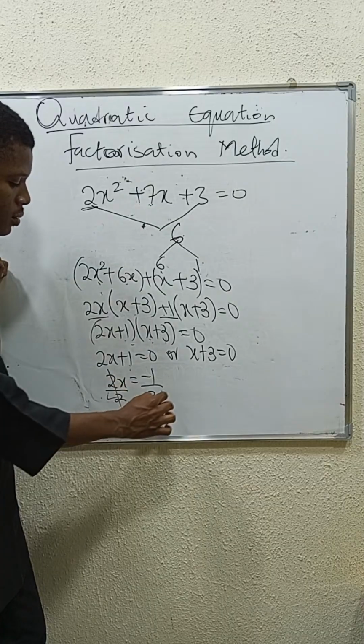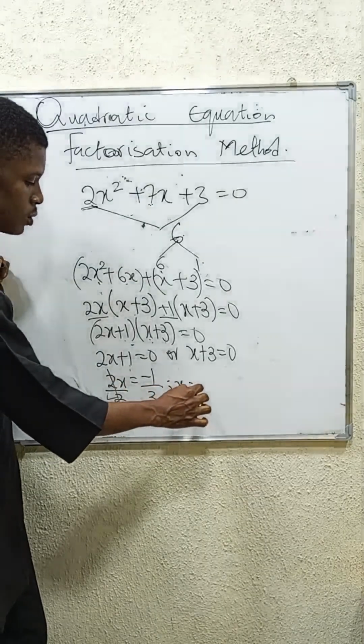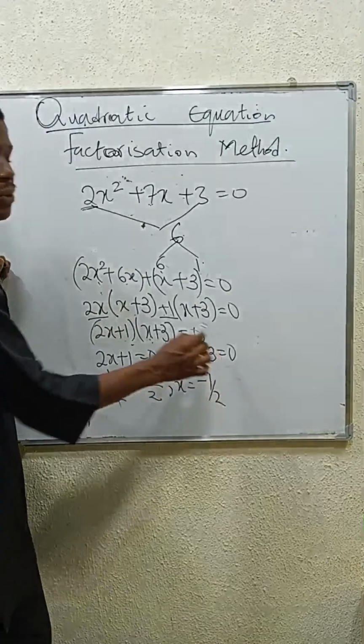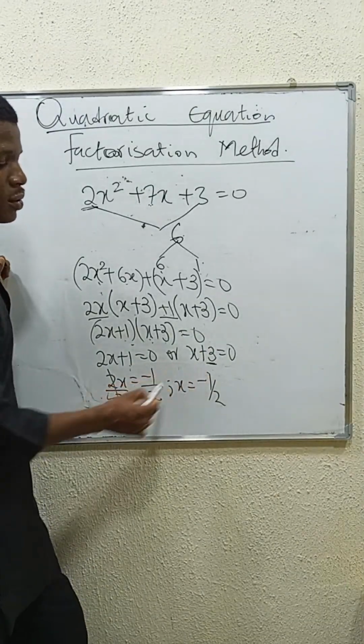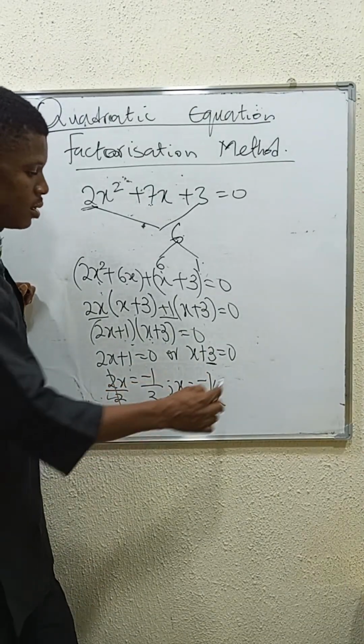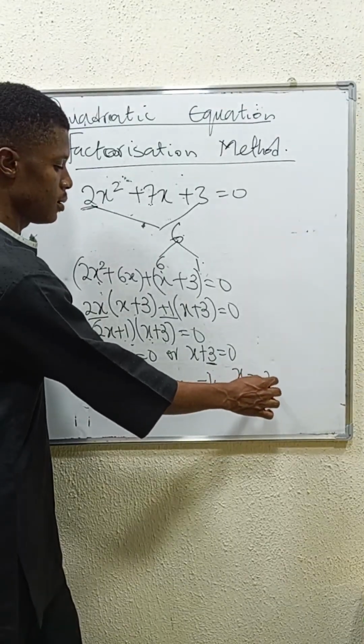If you divide by 2, you see that x is equal to minus half. Then for the second value, you just have to subtract 3 from both sides. You see that x is equal to minus 3.